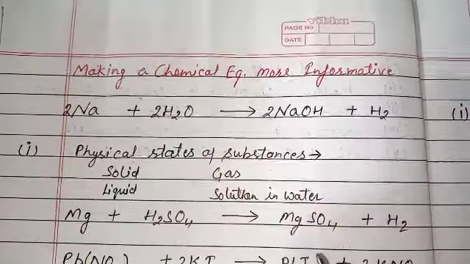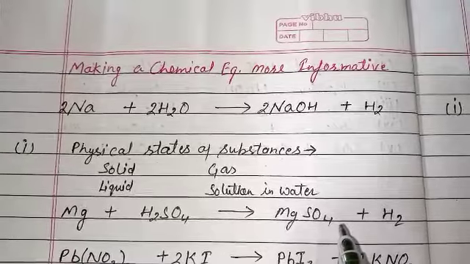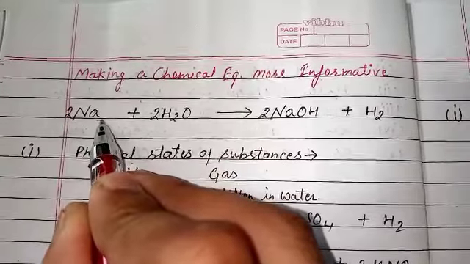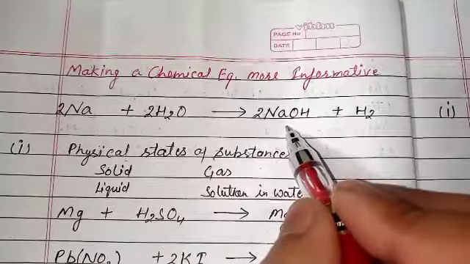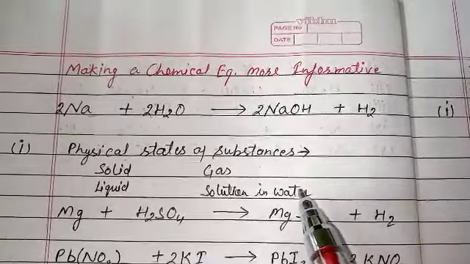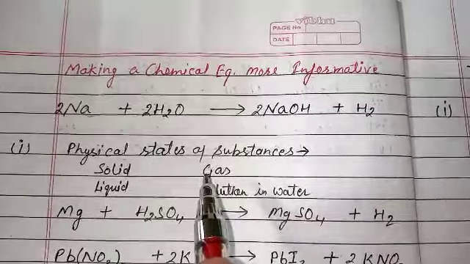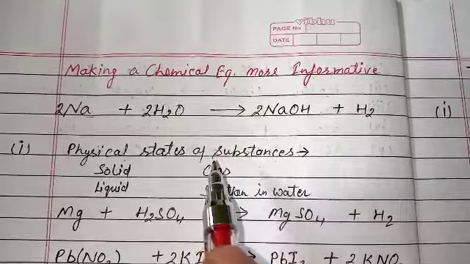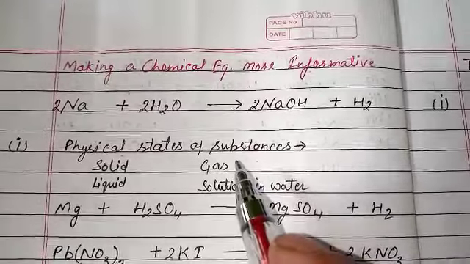Good morning students. In this section we will discuss how we can make a chemical equation more informative. Now carefully look at this chemical equation in which sodium and water react with each other and form sodium hydroxide and hydrogen. Clear? But there are a few facts that remain unexplained in the chemical equation. The first fact is the physical state of the substance, the second is the reaction condition, and the third is the evolution or absorption of heat energy.